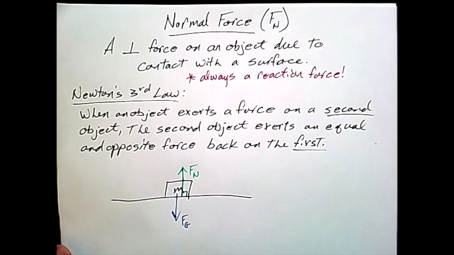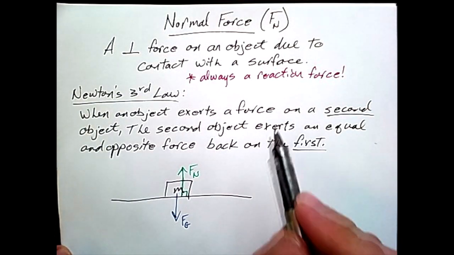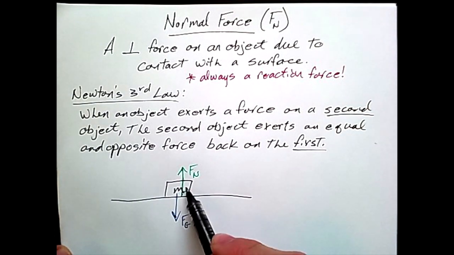What's important to note is that it doesn't always equal weight, because the weight is not the reaction force to the F of n, right? It's not the action force. The action force is applied to the ground, right? In order for Newton's third law to exist, it has to be two objects. So the two objects are the mass and the ground.